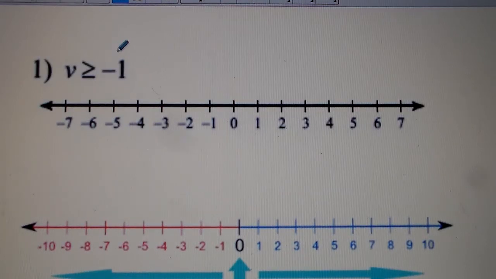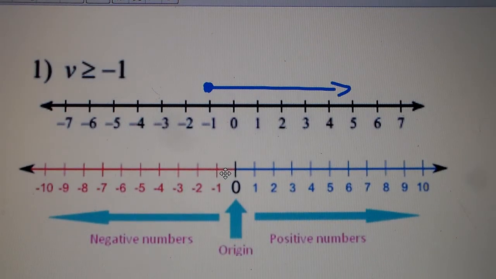So let's practice a few here. We have v is greater than or equal to negative 1. So we go to negative 1, we put a closed circle. Greater than is to the right. That's all the numbers that are greater than negative 1. It's to the right on the number line. So you could always use this number line as a reference.